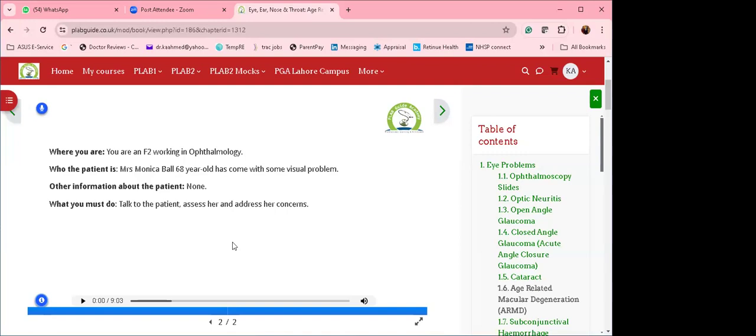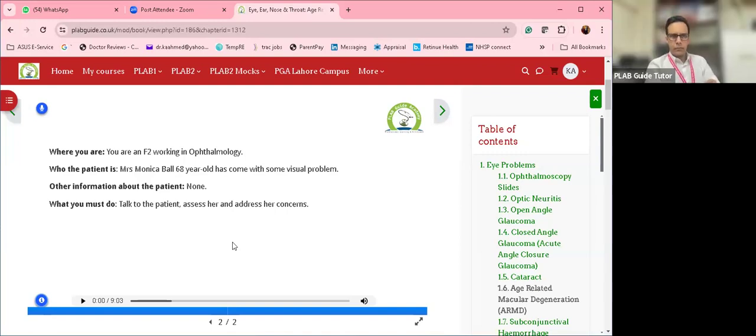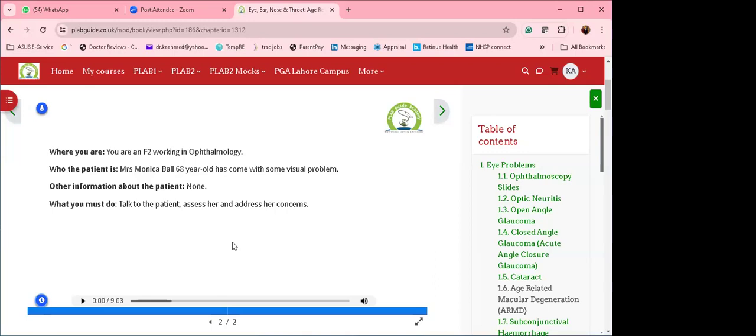On the other hand, wet macular degeneration has treatment. It can be treated, it can be cured. It is relatively uncommon compared to dry age-related macular degeneration, but it is more severe, which means that if you don't treat it on time, someone can lose all the vision in the affected eye.